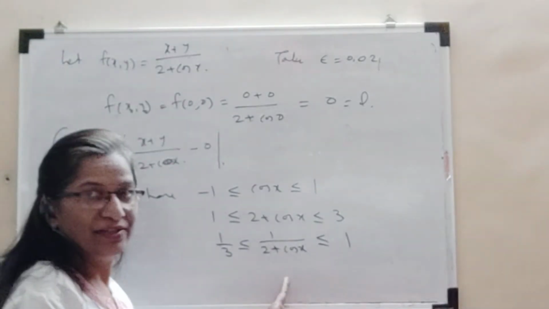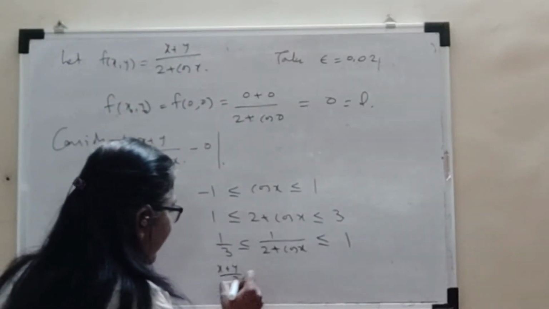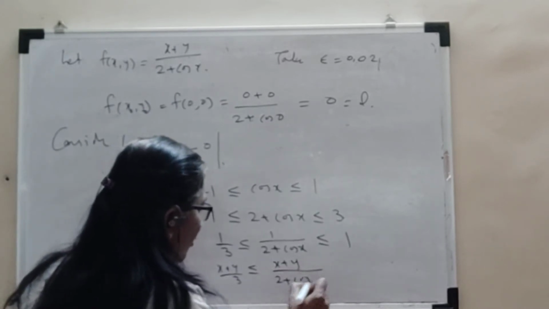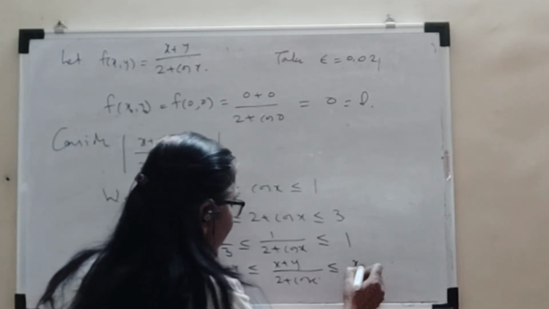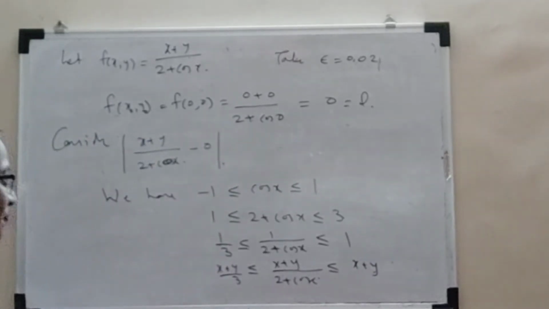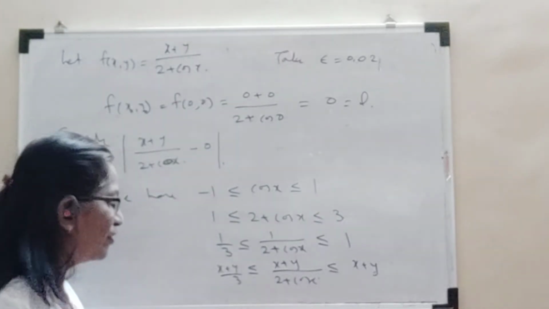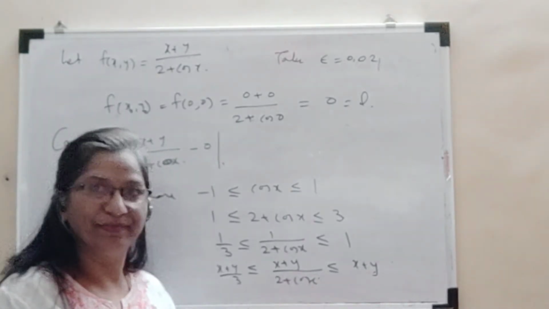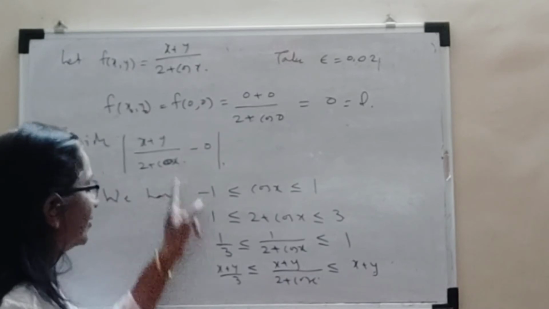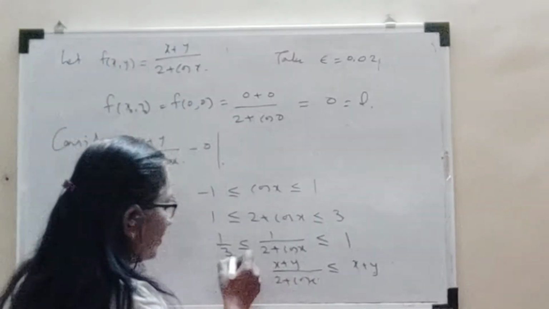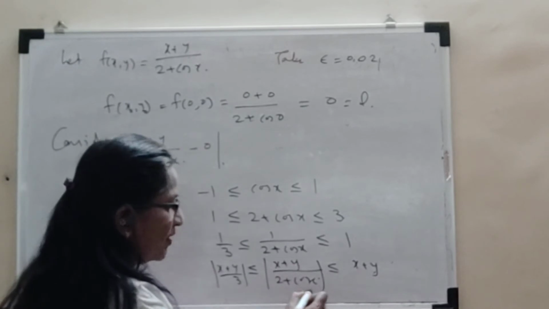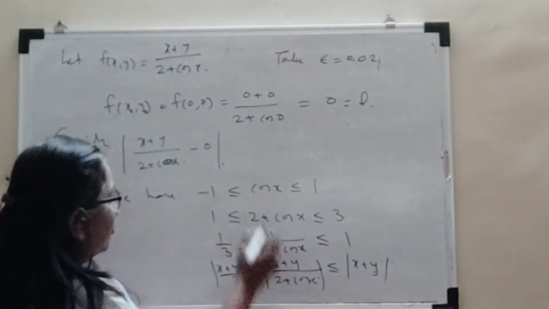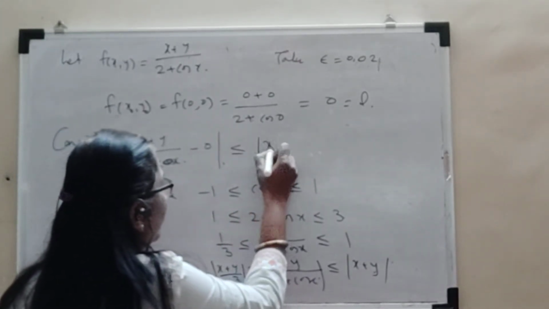We may multiply. So I will get here x plus y by 3 is less than or equal to x plus y divided by 2 plus cos of x is less than or equal to x plus y. So, if I take modulus also, I will get here mod of x plus y by 3 is less than or equal to mod of this one is less than or equal to mod of x plus y. So, we are over here. So, use this part: mod of x plus y divided by 2 plus cos x is less than or equal to mod of x plus y. So, using this fact, it is less than or equal to mod of x plus y.